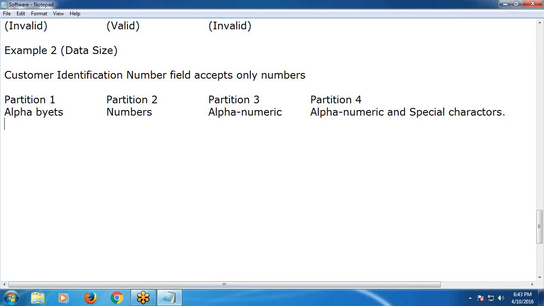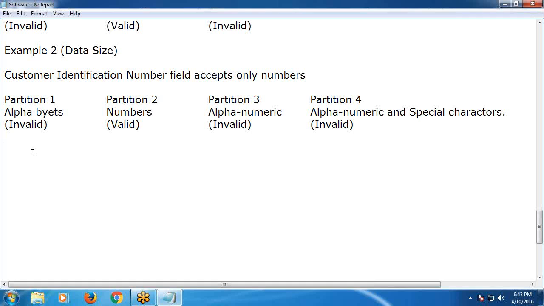Now tell me, Rahman, as per our test requirement, partition 1 is valid or not? Invalid. Next, partition 2? Valid. Partition 3? Invalid. Partition 4 also invalid. Okay, just a minute.